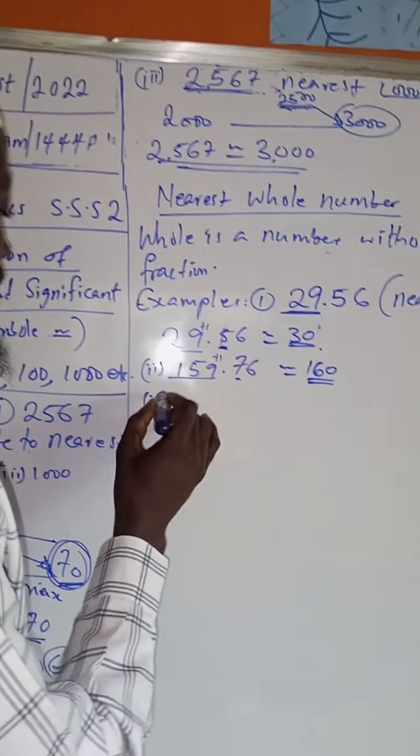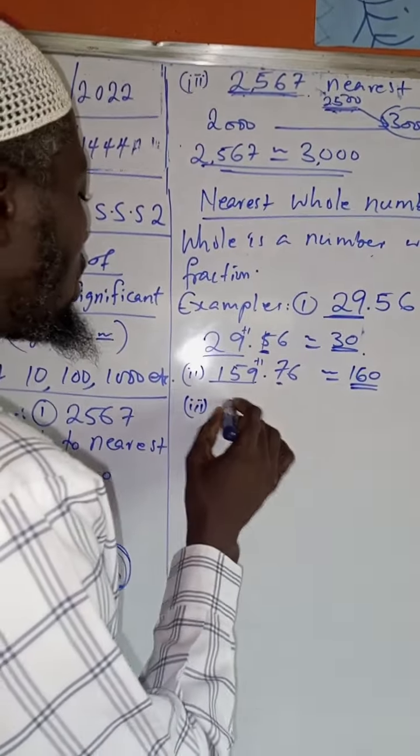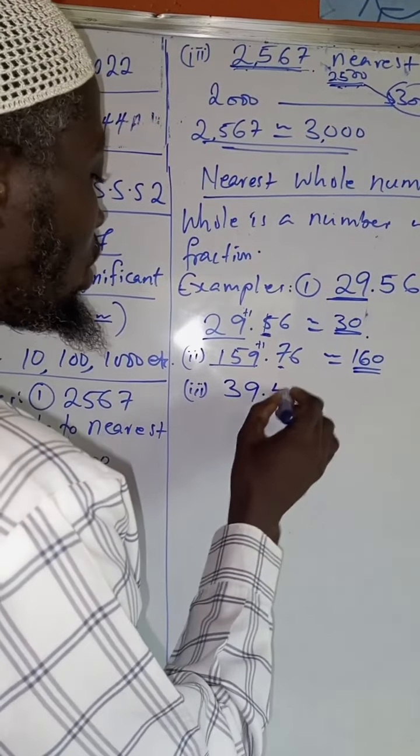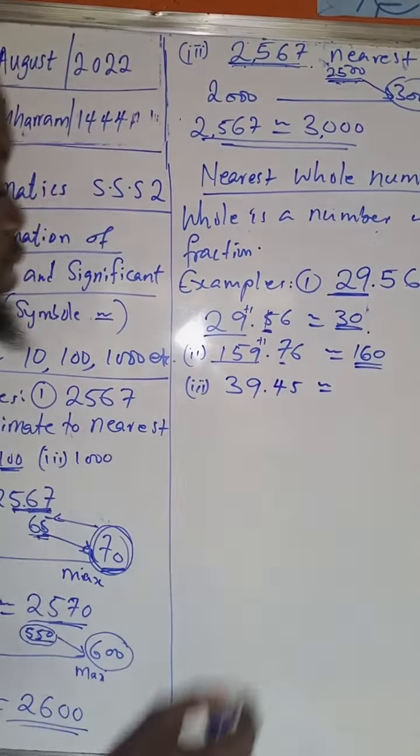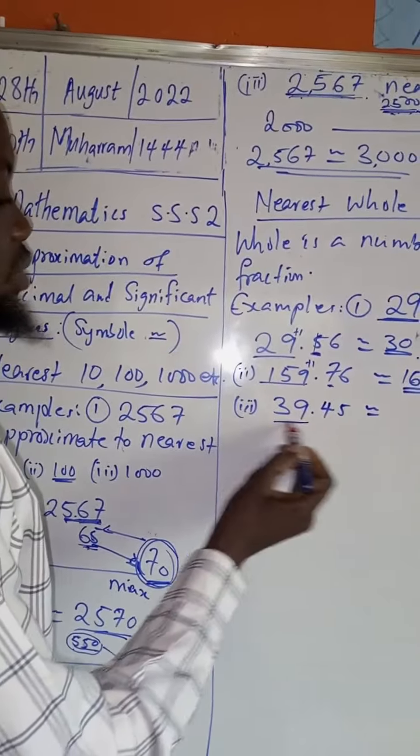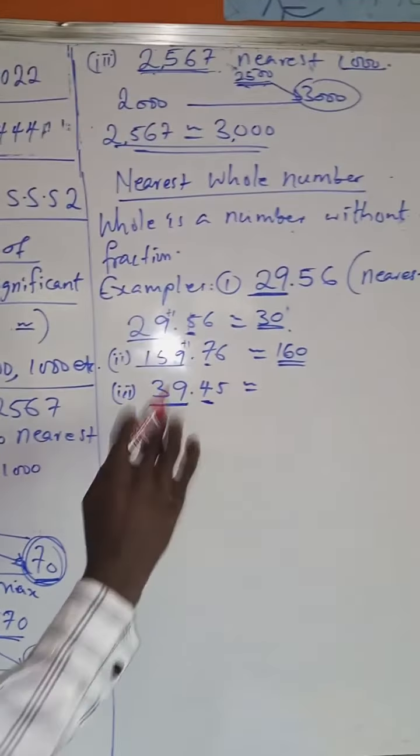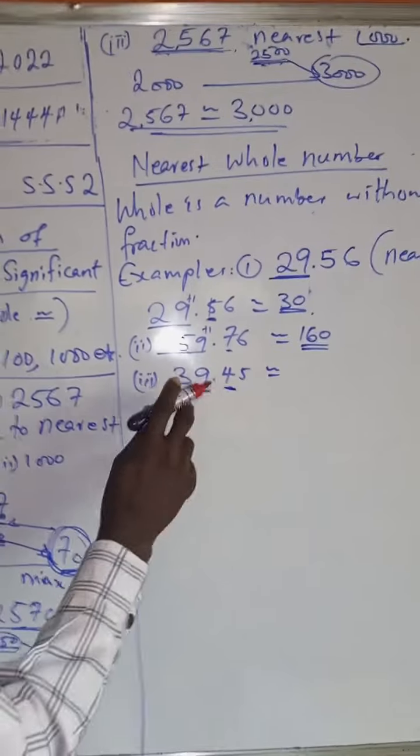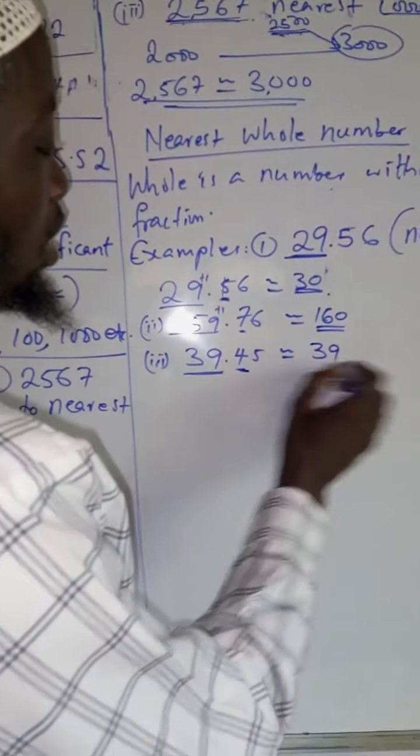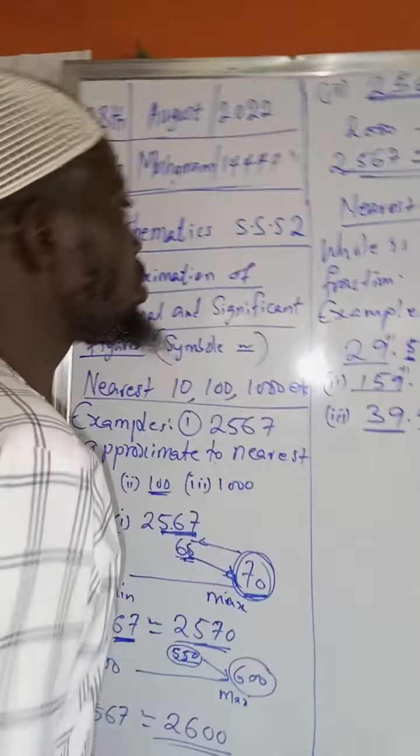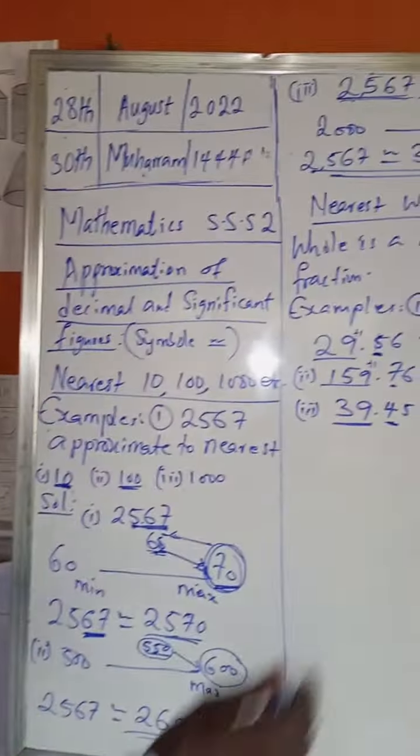And likewise, if I am given this type, 39.45 is approximated equal to, I'm concerned with this 39. Of course, I'll look at the first number after the decimal. Is it up to 5? No, it's not up to 5. So my old number will remain 39. So let's go to decimal place.